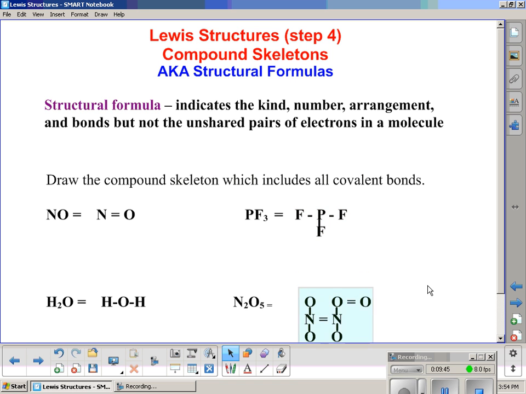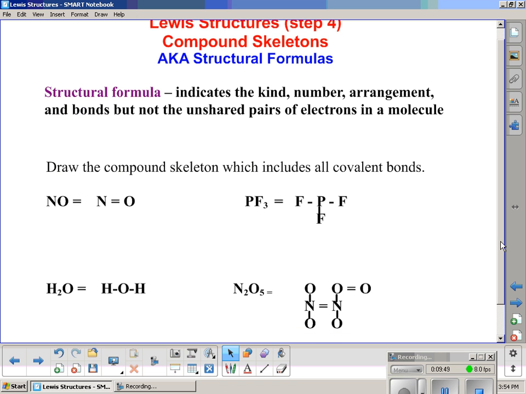This right here, this is what your structural skeletons should look like. All your bonds. This one right here, you might find you're going to have to play around with a little bit to get it to work out, because you can't have an element with more than 8 valence electrons. Okay, so let's move on to our last step.